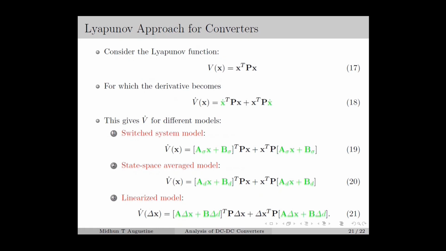Now, in the design of the converter, we have to select the switching signal sigma or the duty ratio d in such a way that V dot of x is negative, or in other words, the Lyapunov function is decreasing in nature, which basically ensures stability of the converter.